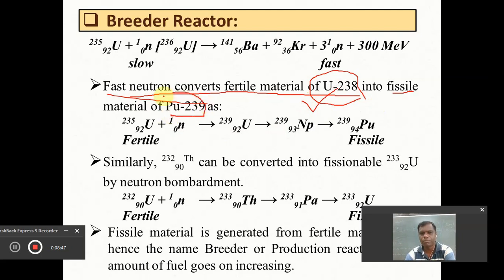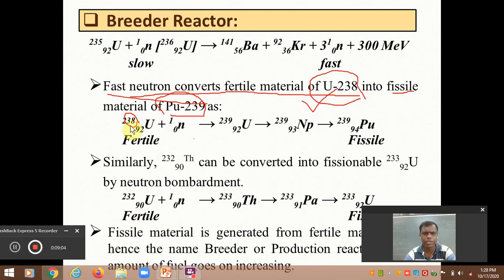So this fast neutron converts this fertile material into fissile material. What is this? The plutonium 239. So this fast neutron is bombarded on this uranium 235, sorry, it should be 238. I should make this correct. So this is uranium 238. When bombarded by a neutron, it will be converted into uranium 239. Later it will become neptunium, and finally it will be converted into fissile material plutonium. It will undergo fission directly with the production of a large amount of energy.